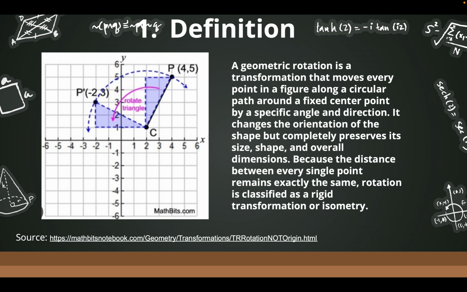Every rotation is dictated by a specific degree angle. By mathematical convention, the direction of rotation is always counterclockwise unless explicitly stated otherwise. Because a rotation is a rigid motion, the distance from the center of rotation to any point remains perfectly constant, thereby preserving the exact dimensions of the figure.